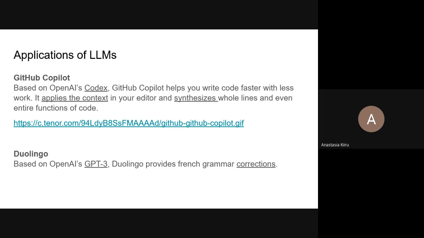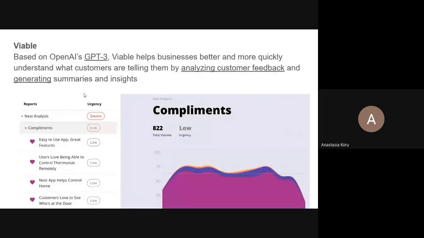And it recognizes that, and it still says, yes, this is okay, because grammatical errors do happen. So all the corrections that are happening in that app are actually being run based on the GPT-3 LLM. The other application we'd like to go through is another big application called Viable.